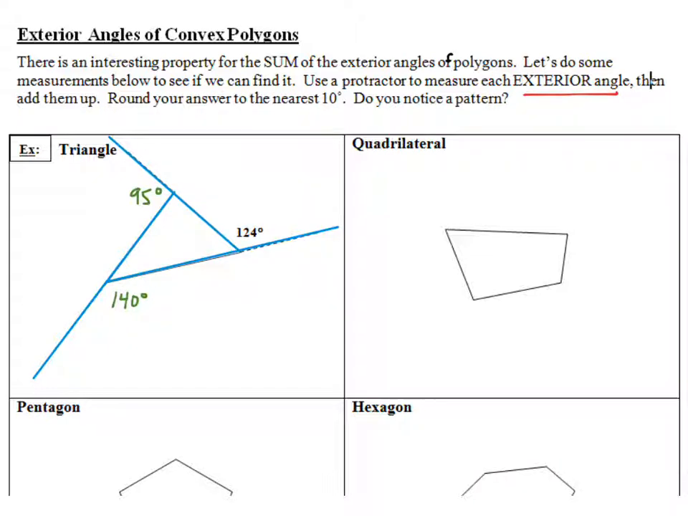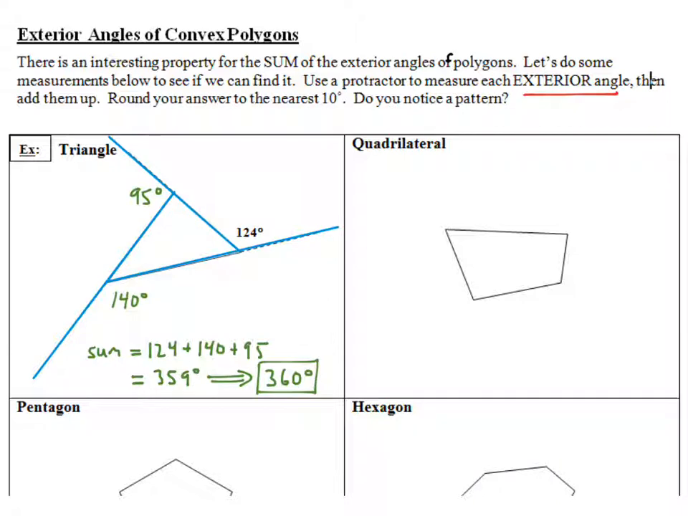So let's do that. I'm going to say the sum is equal to 124 plus 140 plus 95. And when I add those 3 together, I get 359 degrees. But of course it said round to the nearest 10, so I want to round to either 350 or 360, and of course it's closer to 360 than 350.